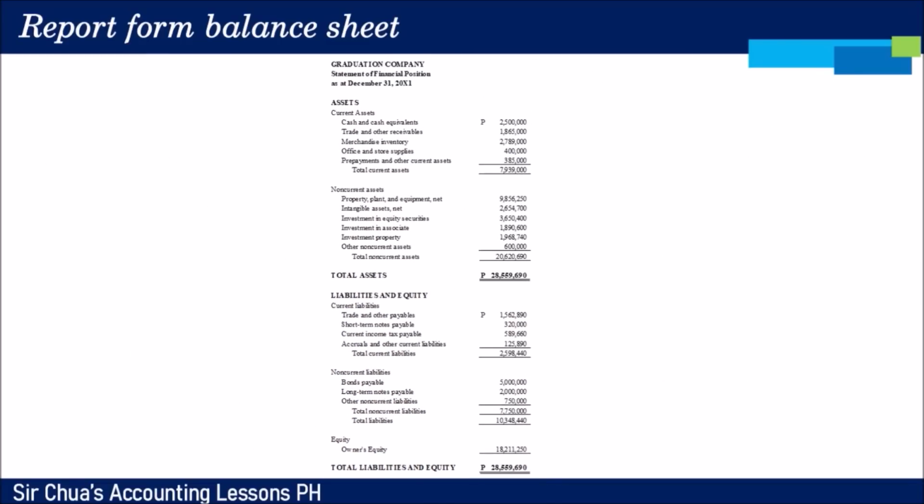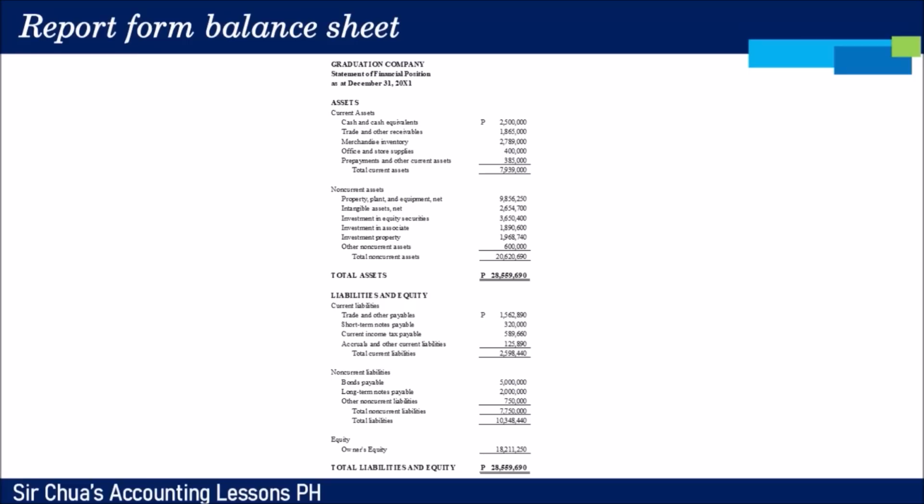Total assets 28,559,690, total liabilities and equity 28,559,690. Madalas po sa industry or sa actual practice, ang balance sheet po ay pine-prepare in report form. Okay? Pero wala naman pong kaso yung kung gusto nyo i-present na account form, wala namang pipigil sa inyo. Okay? Kung minsan preferred lang talaga siyang gamitin.